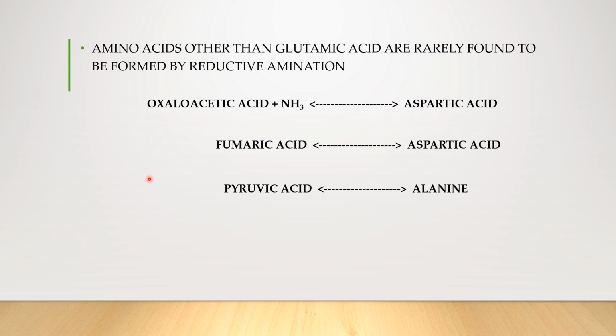So it is very rare that other than glutamic acid, other amino acids undergo this reductive amination. You have oxaloacetic acid, which takes up ammonia to form aspartic acid. Fumaric acid gets converted to aspartic acid. Pyruvic acid gets converted to alanine by reductive amination.